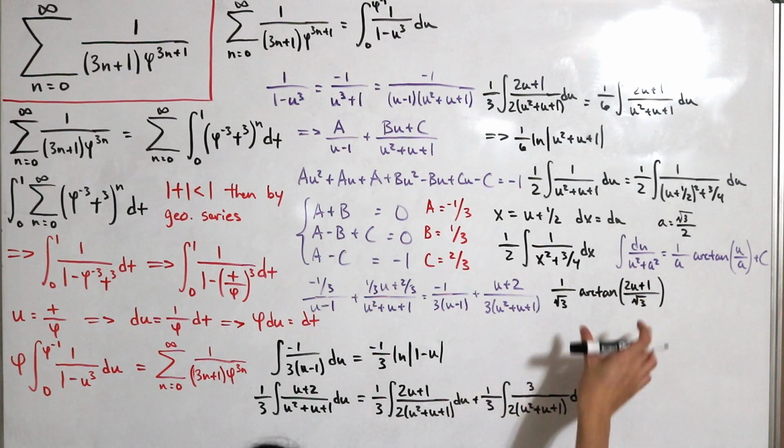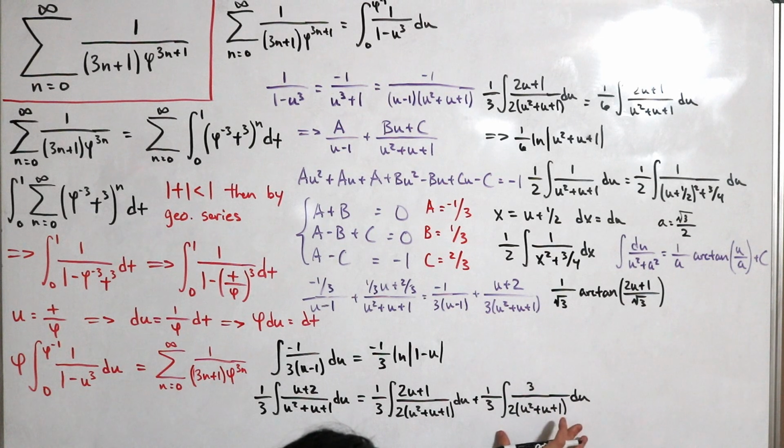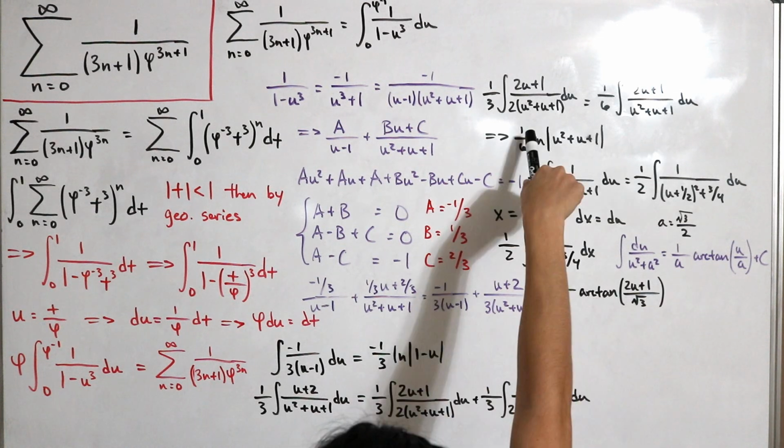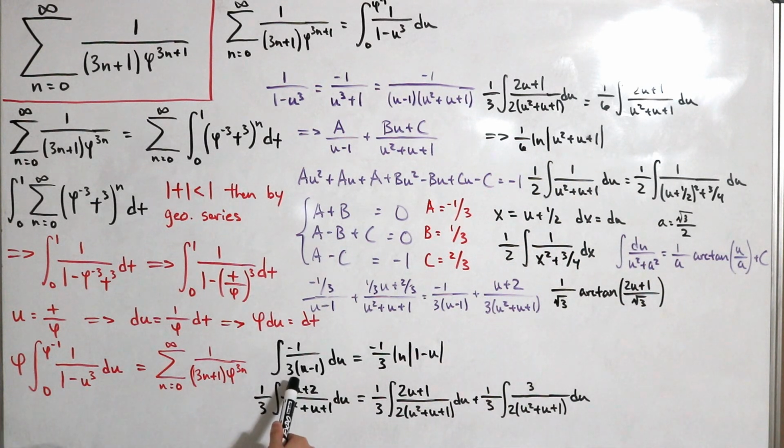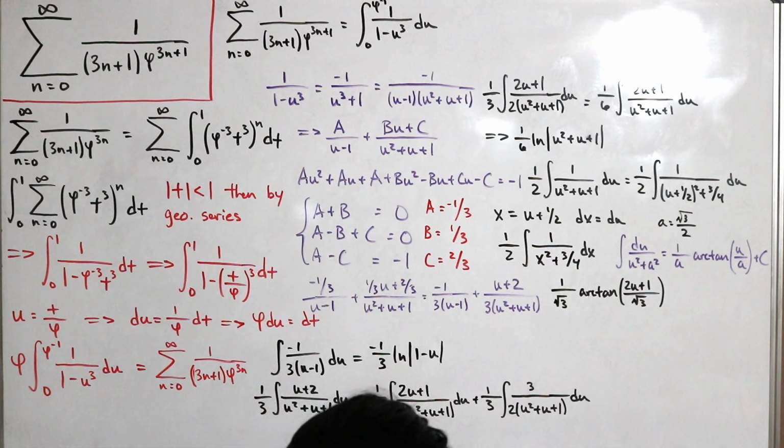So we calculate these two to be equal to each other. 1 over 6 ln of u squared plus u plus 1, that's equal to here. And then we just solve this integral. So now let's take the sum of all those 3 we solved. All right, so now let's get into the grind.